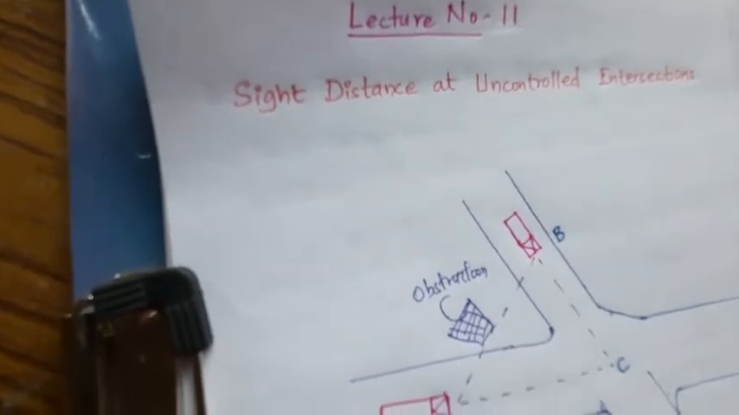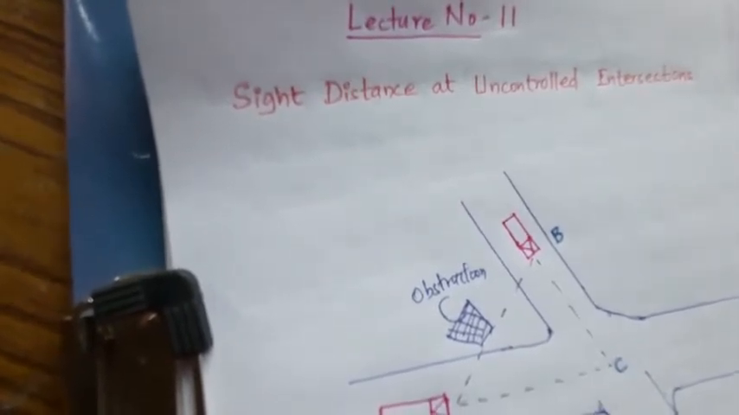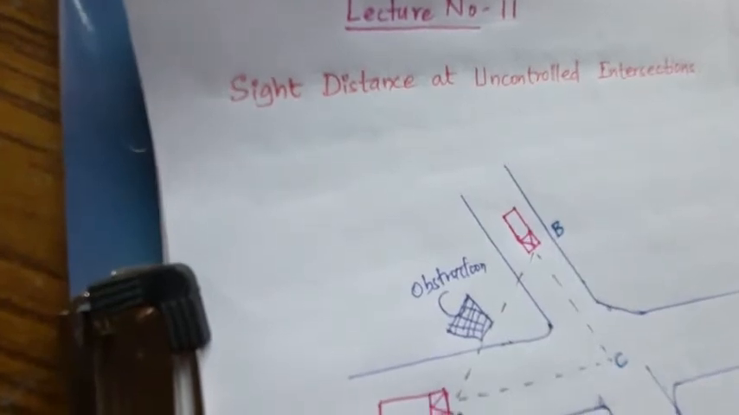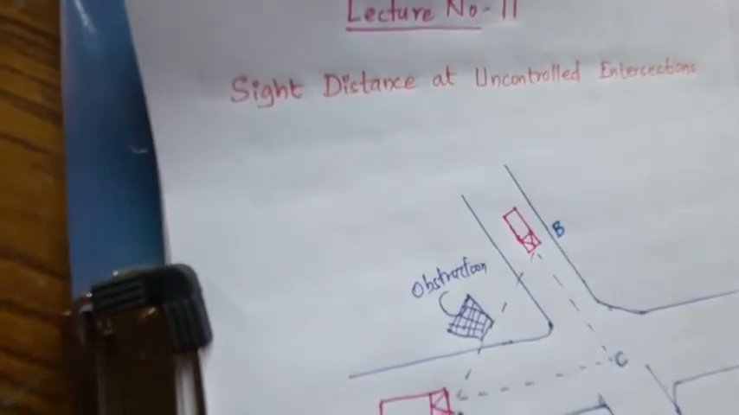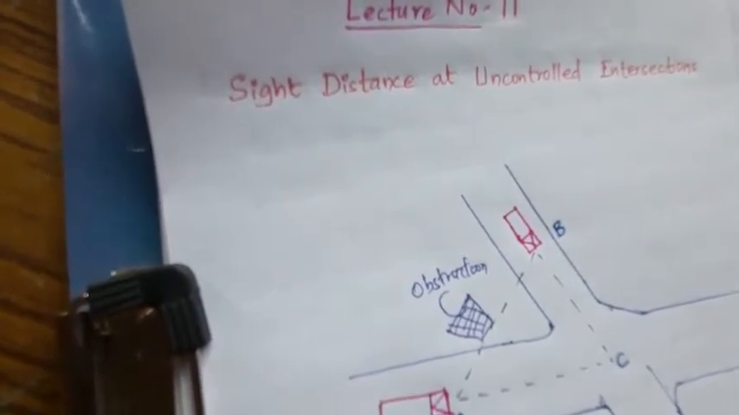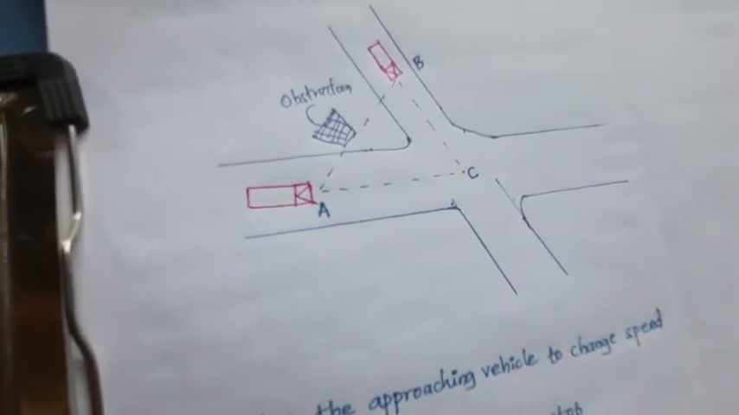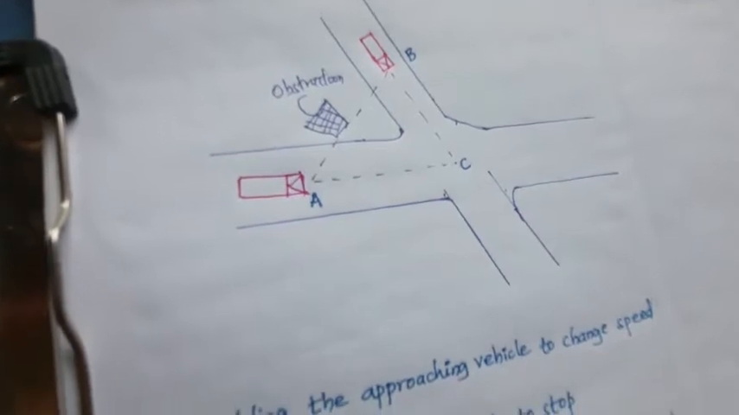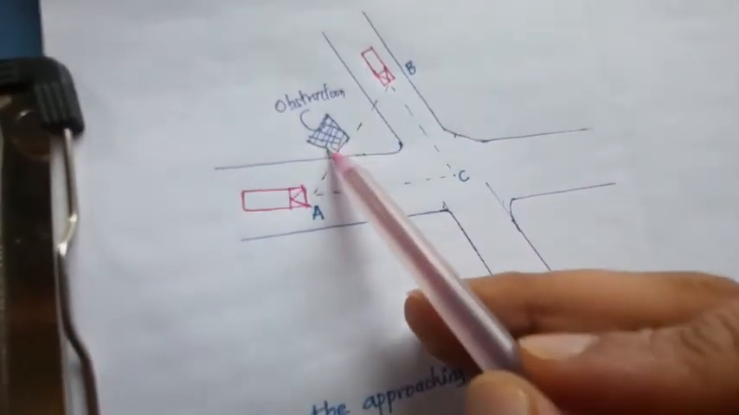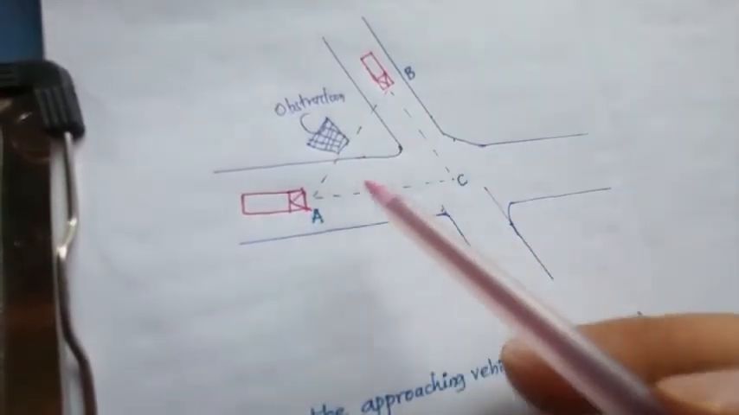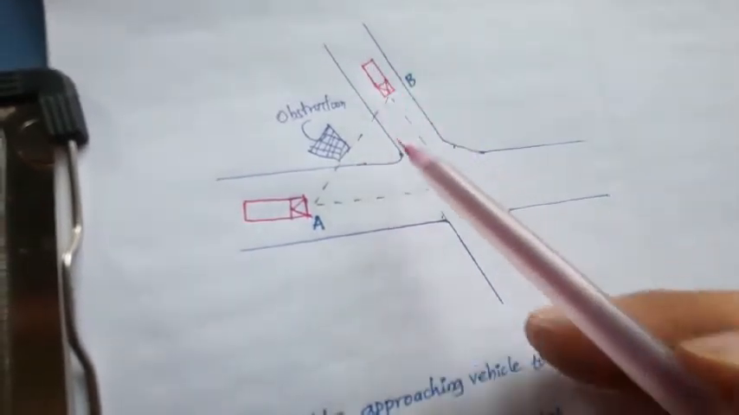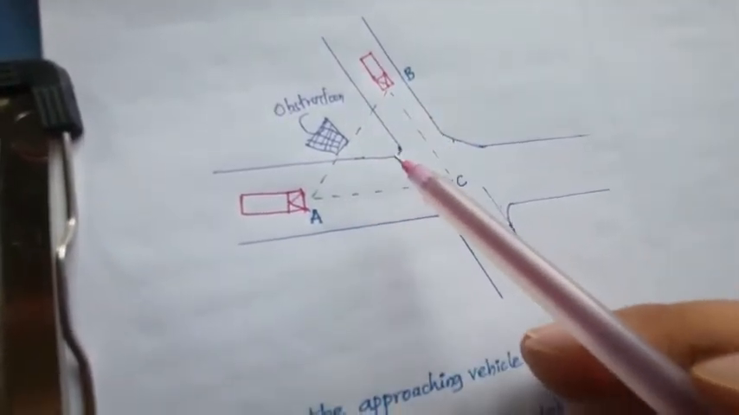The sight line is obstructed by a structure or any kind of object at the corners of the intersections. Taking this as an example, where a four-legged intersection is there, this is the obstruction, and these are the two vehicles which are approaching at the design speed of the particular category of the road.